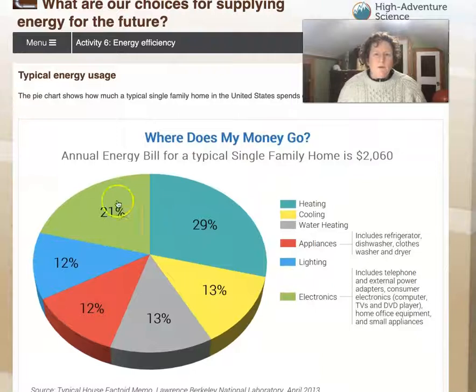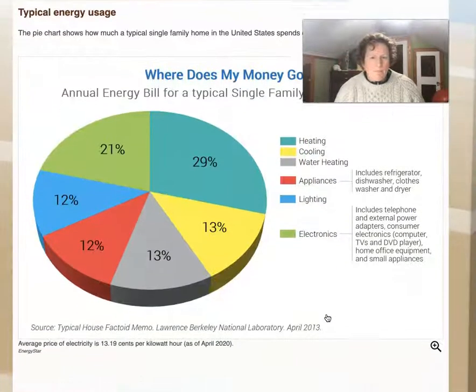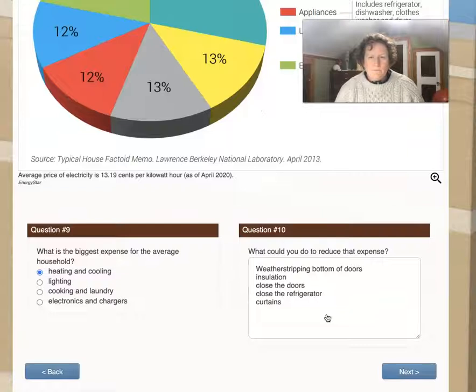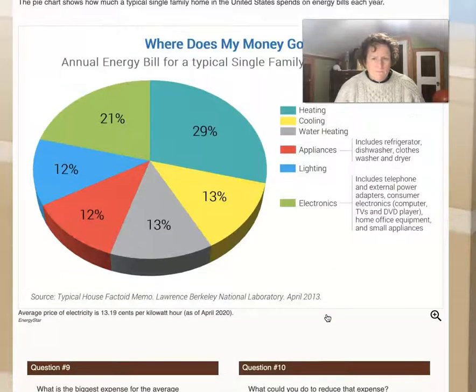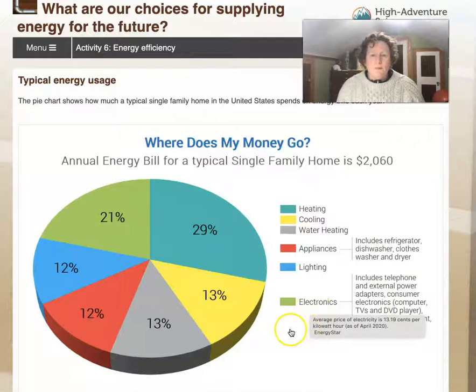So if we look at how much a typical family pays for energy in a year, a big one here in Minnesota and all over the country is heating. The biggest chunk of this pie is heating. Things you can do to reduce the heat bill: you can insulate, you can put in weather stripping. We'll look at a video later that can give you some ideas about what you can do to save energy on heating and cooling.